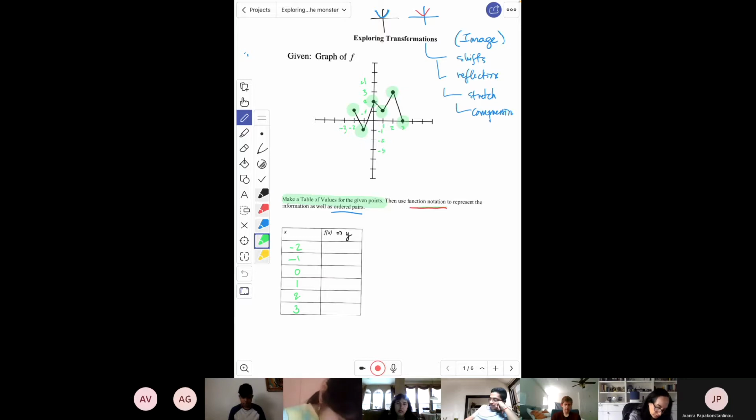When x is -2, what is y? What is that point? What is the output? Anybody? What is this point? What is the output of that point? The output is -1. Is it -1?